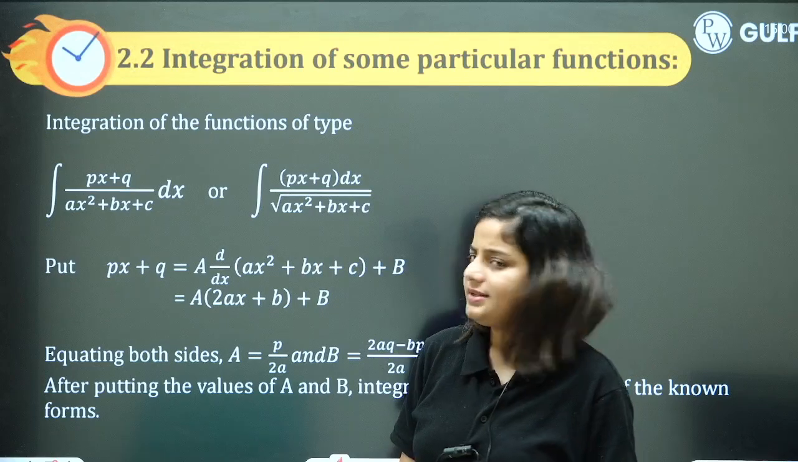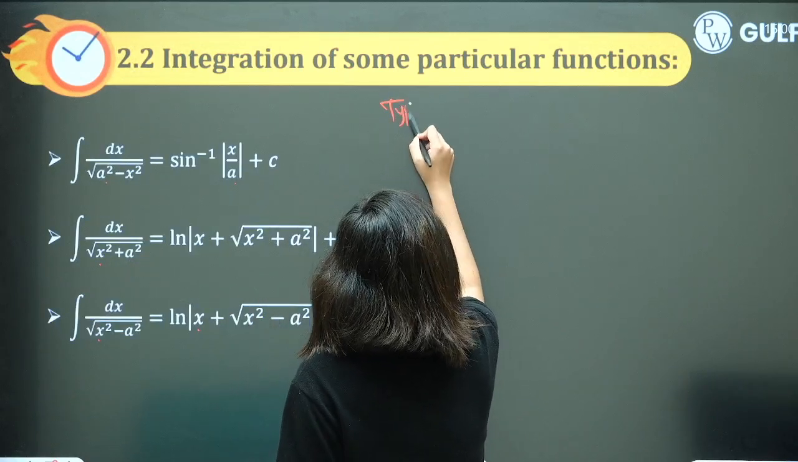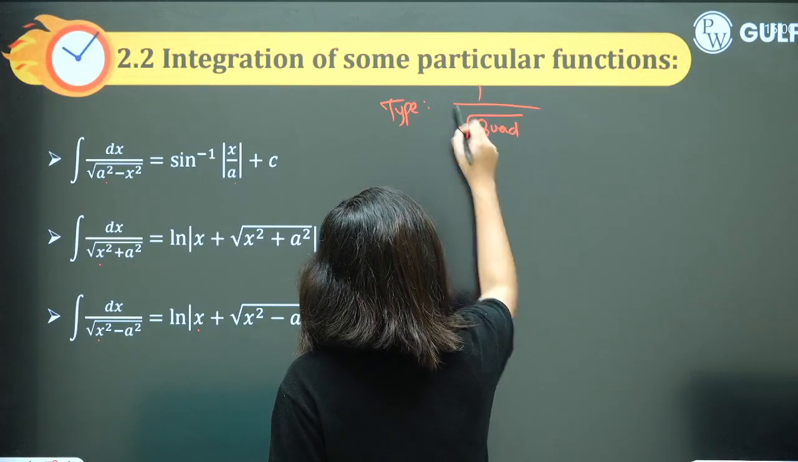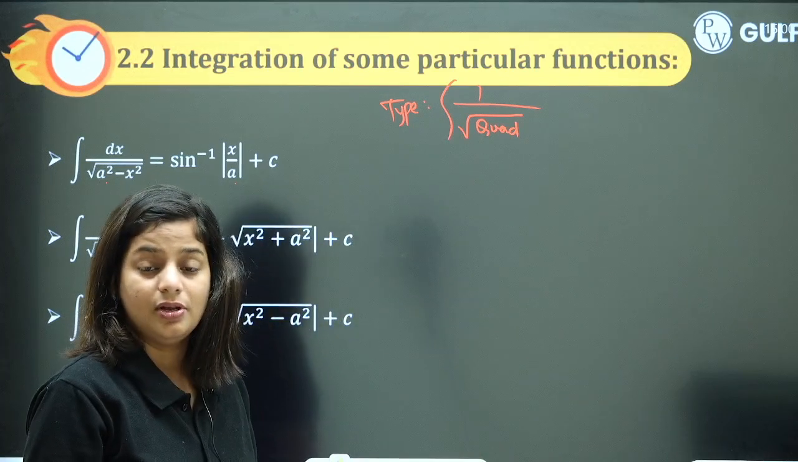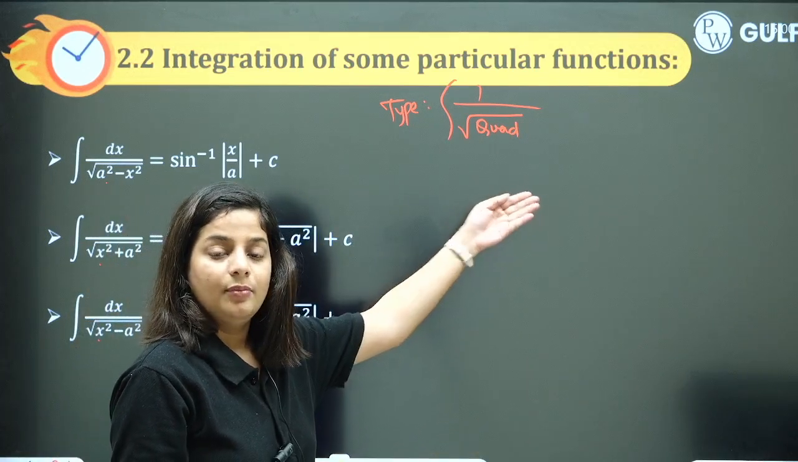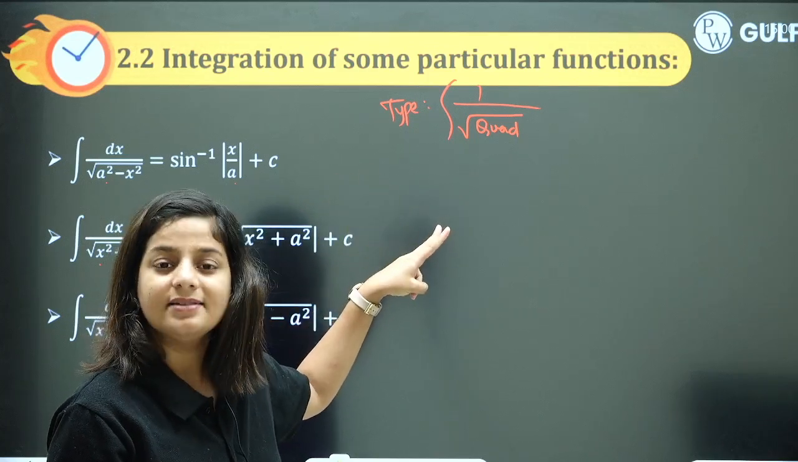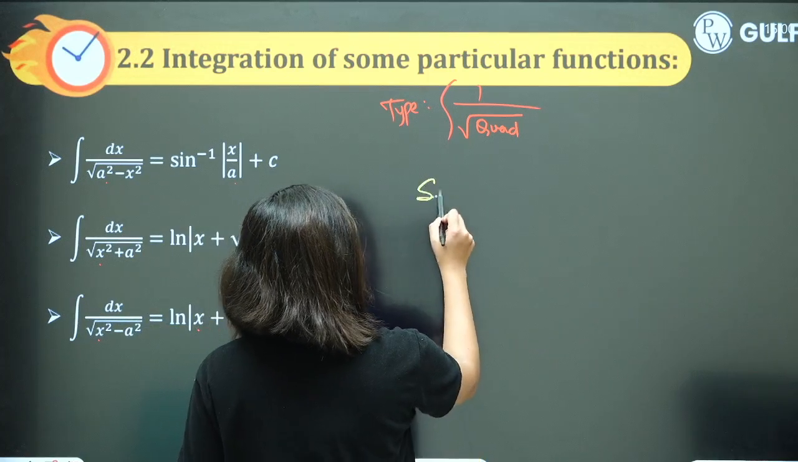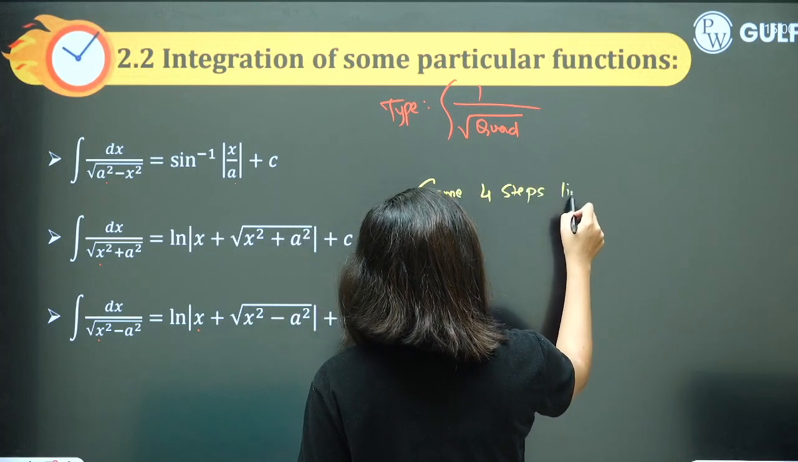So based on this, you get a question of another type, which is 1 upon root of quadratic. Very similar to the previous one. You will follow the exact same 4 steps. Coefficient of x square you have to make 1. Add and subtract the third term. Make it a perfect square. Use a formula. Same 4 steps, like 1 by quadratic.